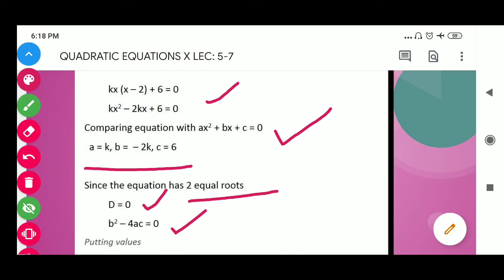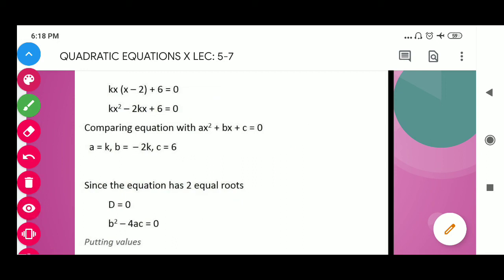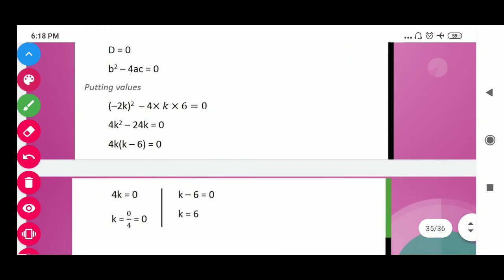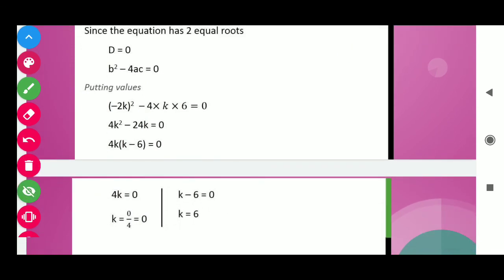आप देख सकते हैं स्टूडेंट्स, बिल्कुल सेम क्वेश्चन है. This is also important. Put the value of a, b, c in this. We get 4k squared minus 24k is equals to 0. Take here common 4k. In this way we get k is 0 and k is equals to 6.